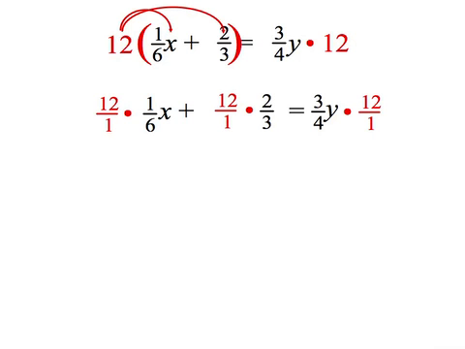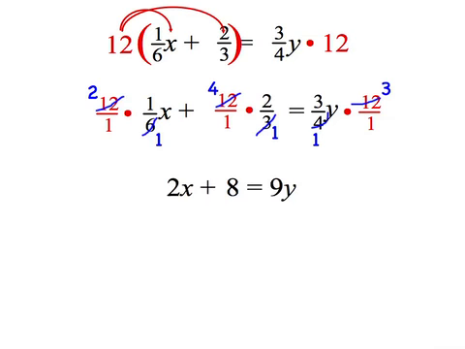I want to make sure that I show the work for 12 times 1/6 x and 12 times 2/3, and then on the right side 3/4 y times 12. I apply what I learned years ago to multiply fractions, and I cancel out, and then I try to show my work neatly so I can now do the multiplications, giving me 2x plus 8 equals 9y.